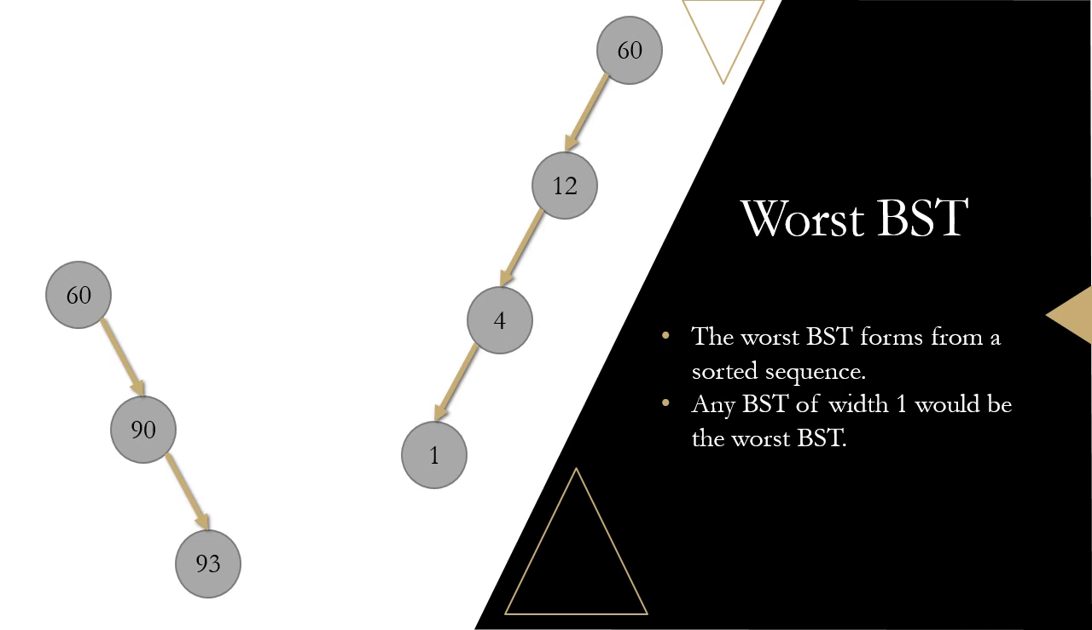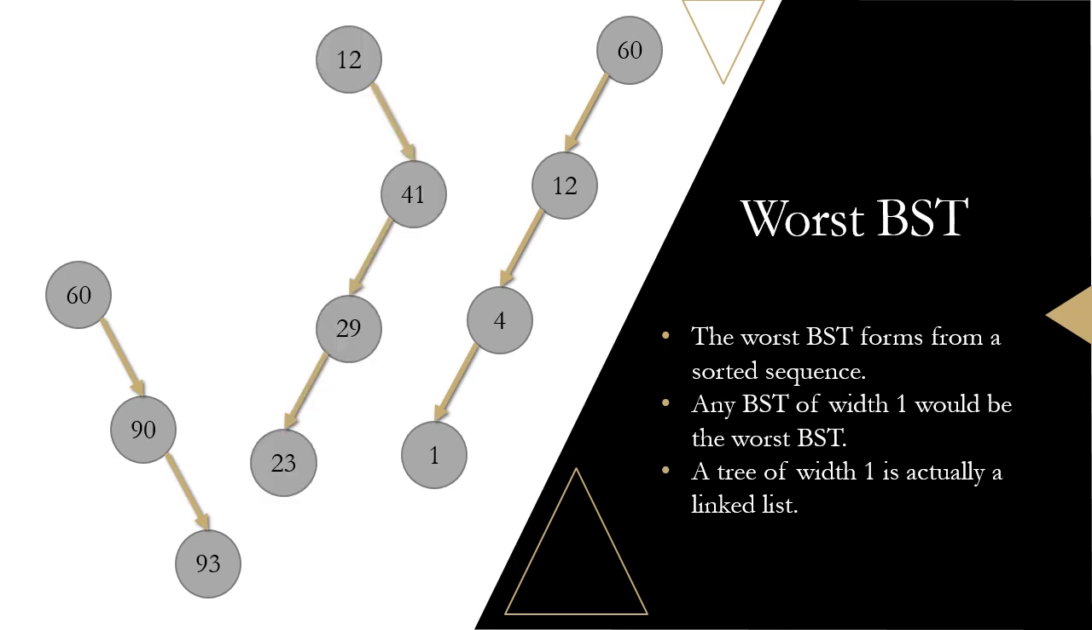Both of these trees are width 1 trees. And width 1 trees have the same height as their number of nodes, and traversal takes a lot of time. A tree of width 1 is actually a linked list. It stops being a tree, it sort of degenerates into a linked list.